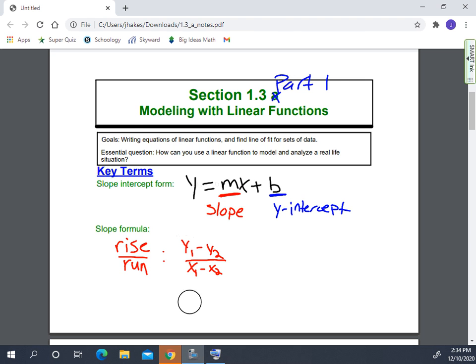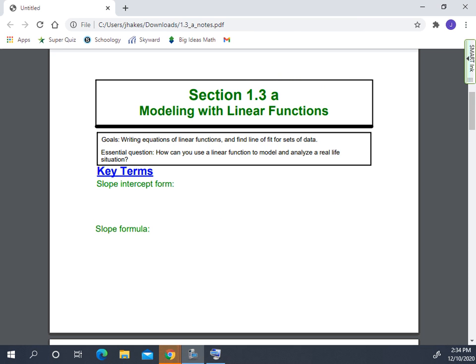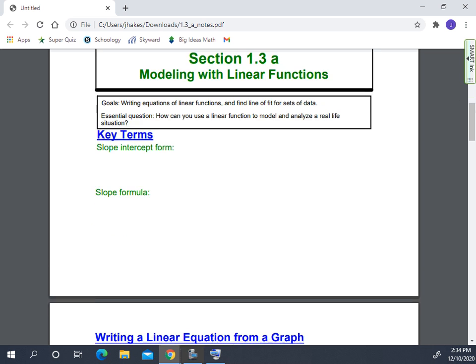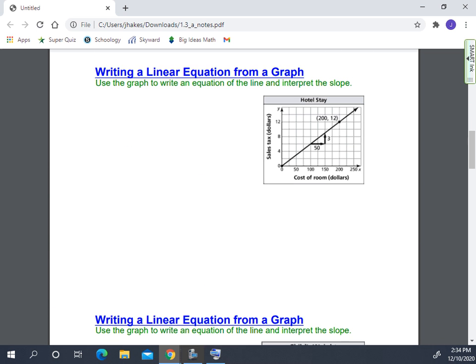Okay, let's get into some examples of what we'll be doing here. This first one says, use the graph to write an equation of the line. Well, what's our equation? It's y equals mx plus b. And we need to find those two things. We need to find the slope and we need to find the y-intercept. Slope is rise over run.